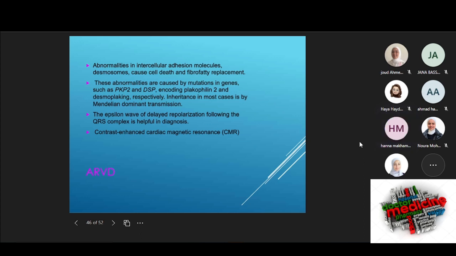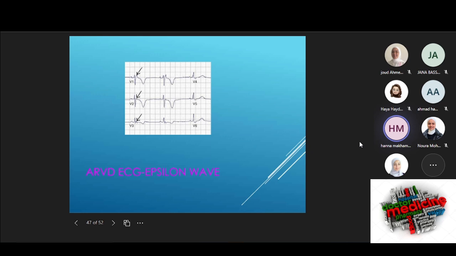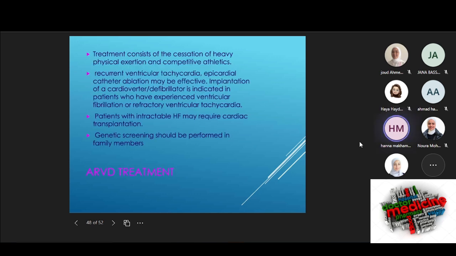and the diagnosis is through MRI, so CMR. This is the ECG where you can see the epsilon wave following the QRS. Treatment consists of cessation of heavy exercise, like those with hypertrophic cardiomyopathy. Now, you could offer ablation therapy of the arrhythmia, and you can offer also an intracardiac defibrillator. Patients with heart failure may require cardiac transplant, and genetic screening is recommended.